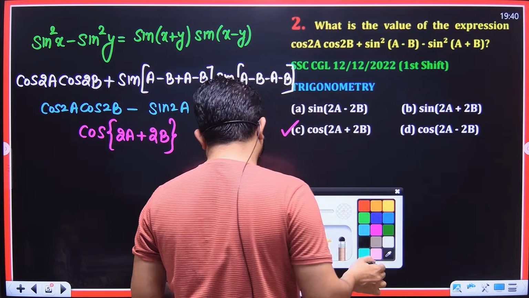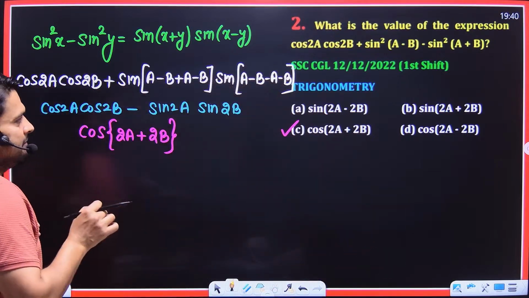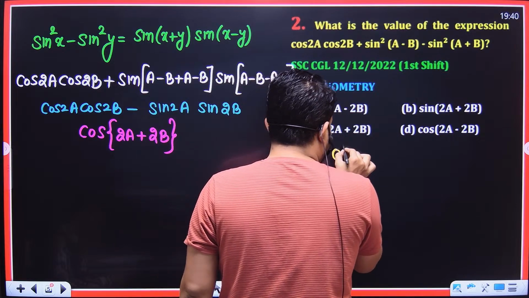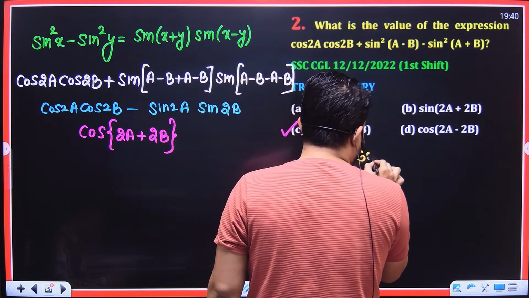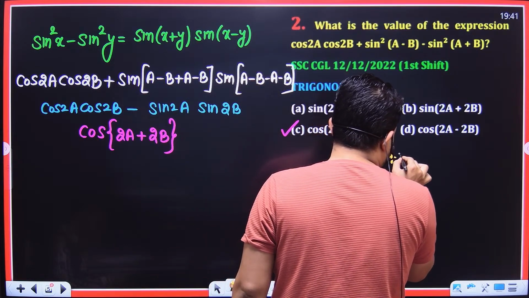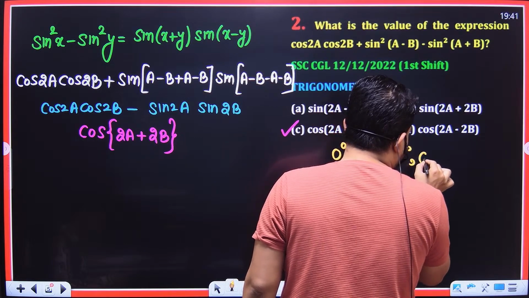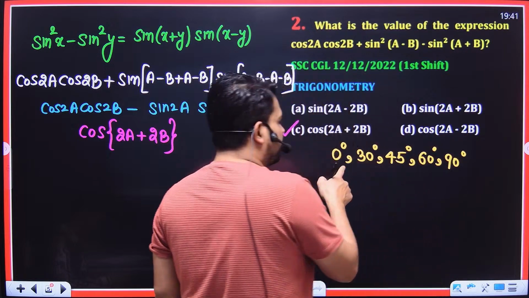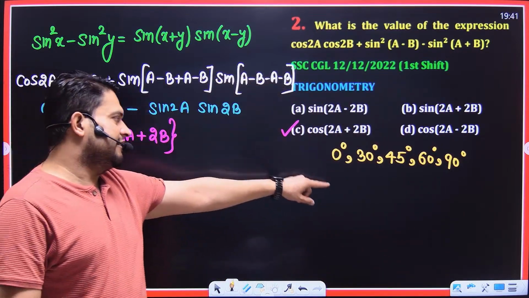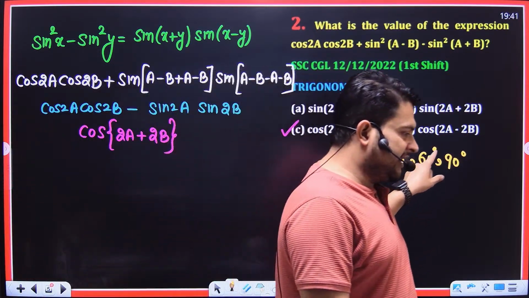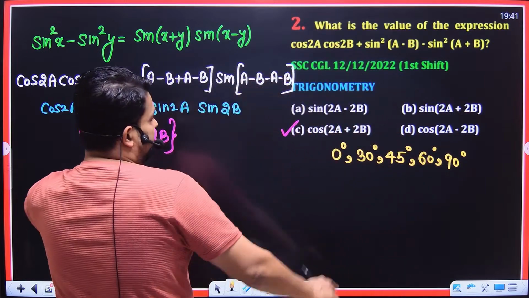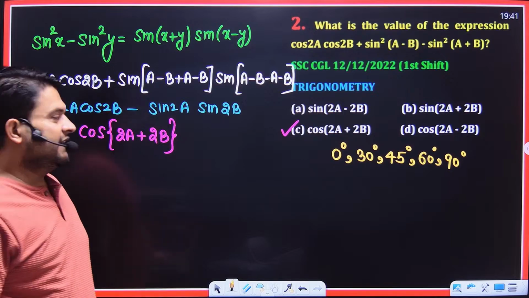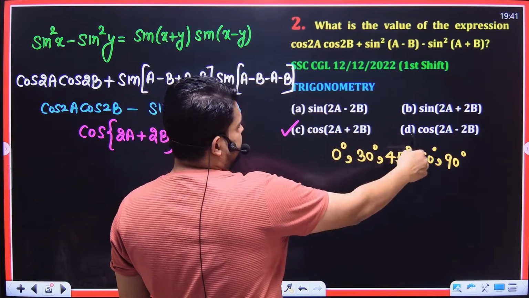So what method will we use? We will use some values of a and b here. See, we know the value of 0 degree, we know the value of 30 degree, 45 degree, 60 degree, and 90 degree. In trigonometric functions, we know the values of these five. I have to put the values of a and b in terms of 0, 30, 45, 60 and 90.